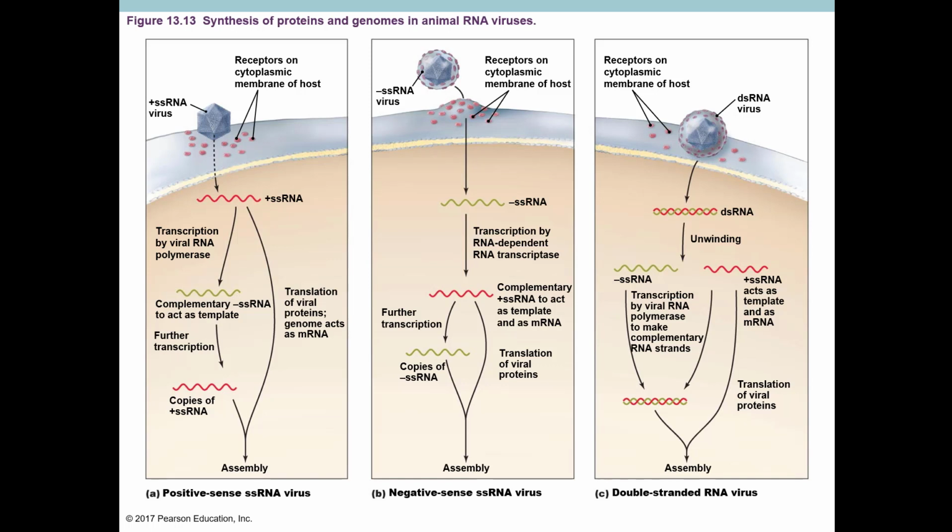So because RNA can be copied into complementary copies, just like DNA is copied into complementary copies, because that's possible, then these RNAs can be copied and can be used in the cell as the mRNA for making virus proteins.